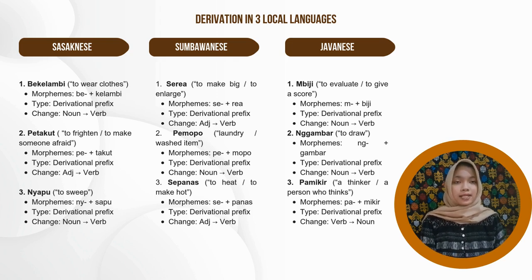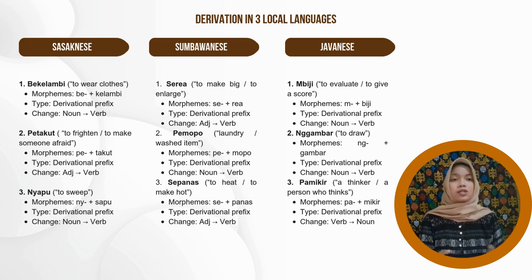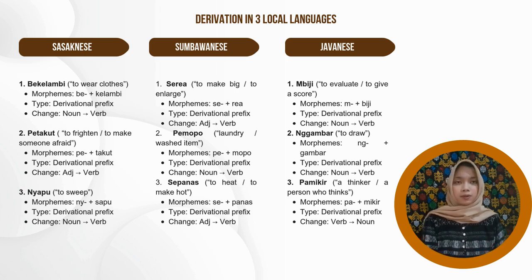And for Japanese, the words biji, enggambar, and pamikir show strong use of nasal prefixes like and ang, as well as the agentive prefix pa. These prefixes change nouns into verbs or verbs into agent nouns. So Japanese derivation is also prefix-based with nasal assimilation playing a key role.